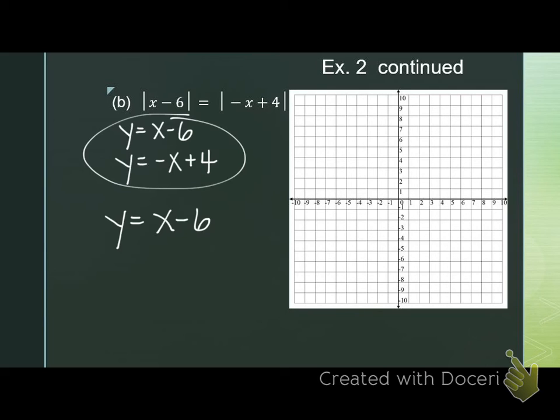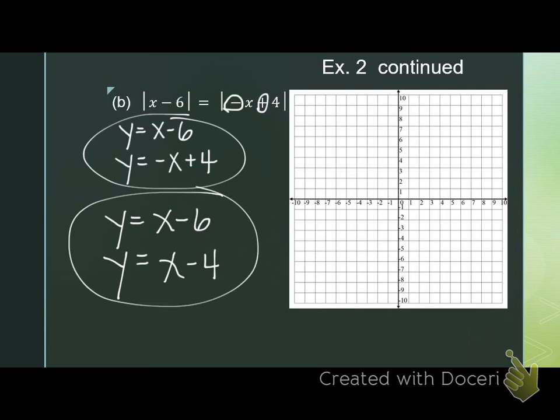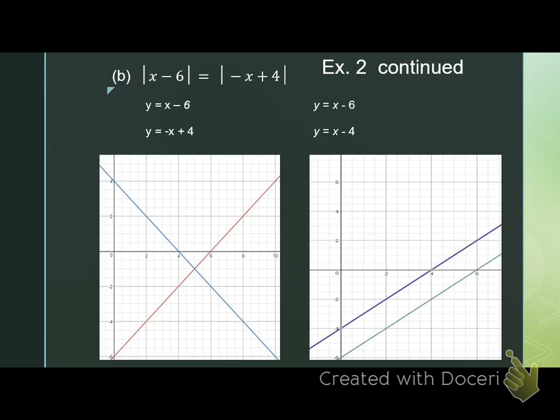For my second equation, I'm setting y equal to, I've got a negative x right here, so I'm supposed to change the sign to a positive x. I have a positive 4, I'm supposed to change it to a negative 4. And here is the second system that I'm supposed to plug into Desmos. So hopefully you plugged them in separately, and your outcomes looked something like this.